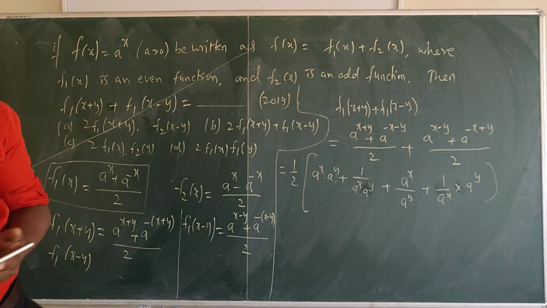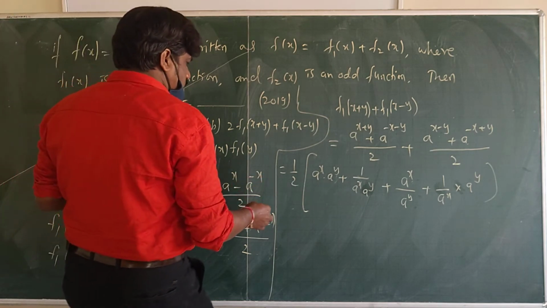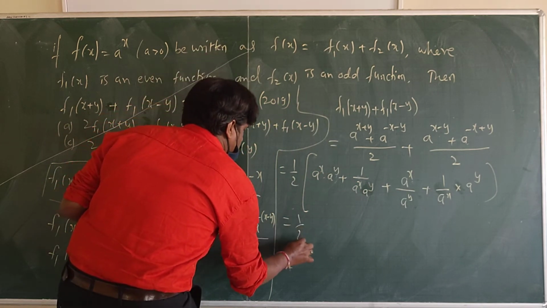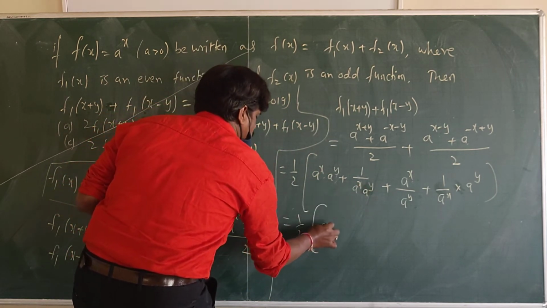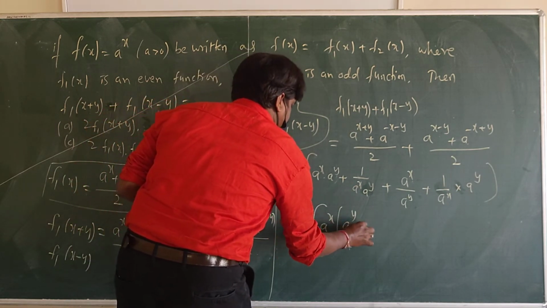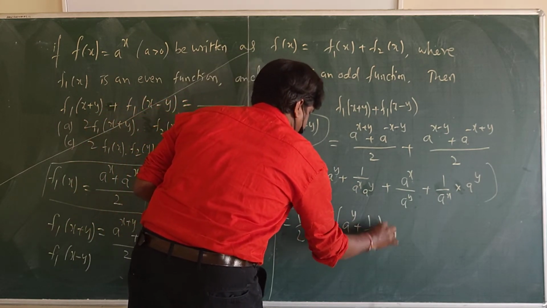Doubt hai to bataiye. Right sir. Now what do you do here? Here you can take a power x common. So 1 by 2 you can take here a power x common. If you take a power x common, you get a power y plus 1 by a power y.